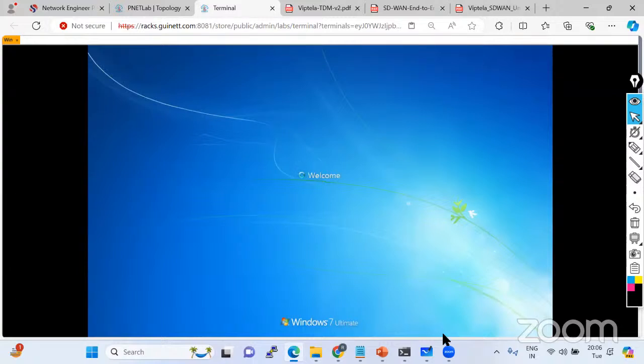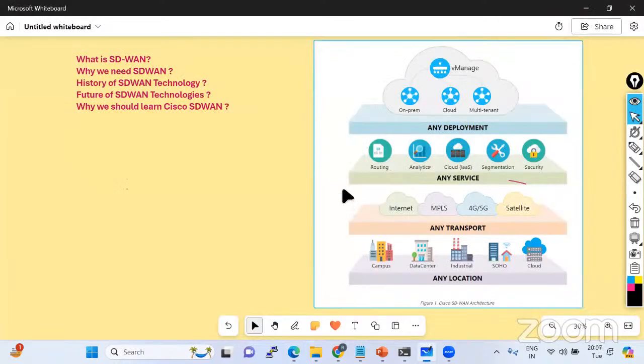Okay. After this lab, because it's a short discussion about the lab part, we have to understand the fundamentals: why we need SD-WAN, what is SD-WAN, the history of SD-WAN technologies, the future of SD-WAN technology, why you should learn SD-WAN, what is the career growth and career opportunity. We'll try to understand these from the upcoming sessions, like today, or maybe day after tomorrow we'll have another session, and next week.